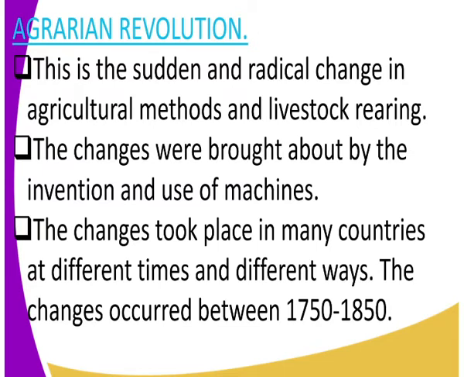Thank you. Let's move on. Now the changes were brought about by the invention and the use of machines. I've already talked of that. If you used to use your hand in digging, now you use the machines, what you always see today. Those are some of the changes that were brought about by agrarian revolution. Talk of invention. And now the changes took place in many countries at different times and in different ways. We must get to know that it occurred between 1750 and 1850. It's a long time. None of us was born at that time.